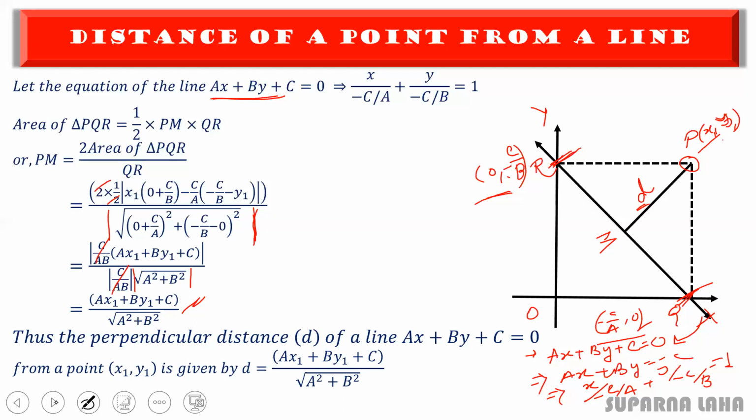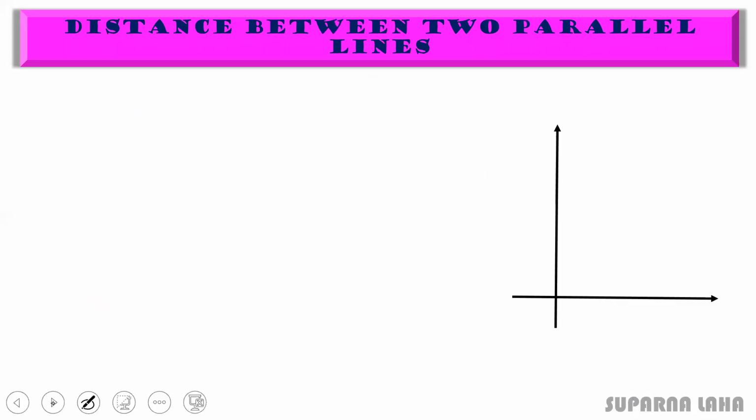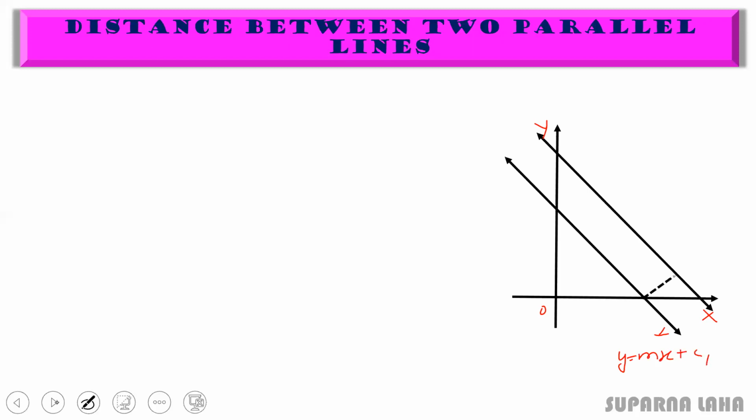Okay, now using this formula, we can easily find the distance between 2 parallel lines. Now let's check how to find the distance between 2 parallel lines. So take these 2 coordinate axes, that is x axis and y axis. Take these 2 parallel lines. Firstly, I am taking the equation of this one as y is equal to mx plus c1. Next, I am taking the equation of this as y is equal to mx plus c2.